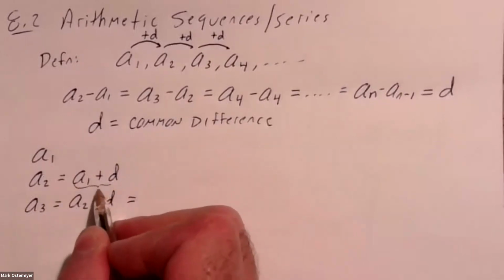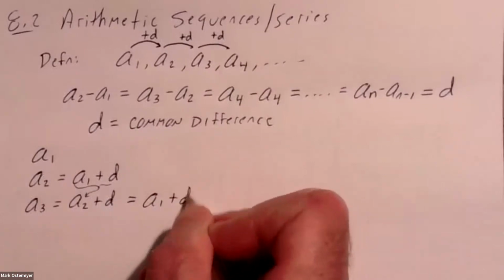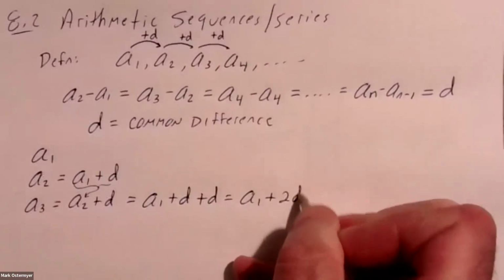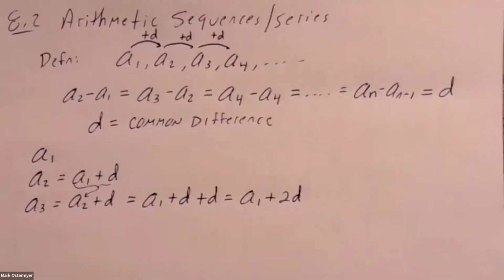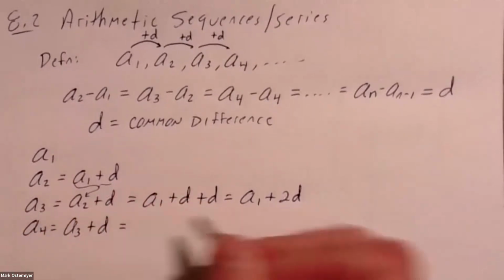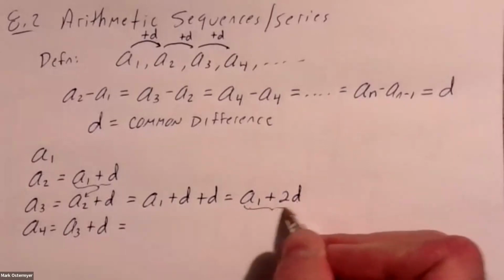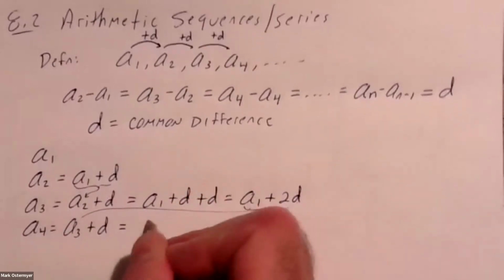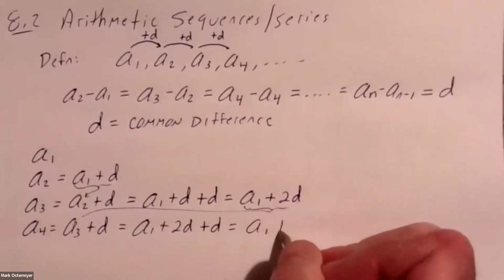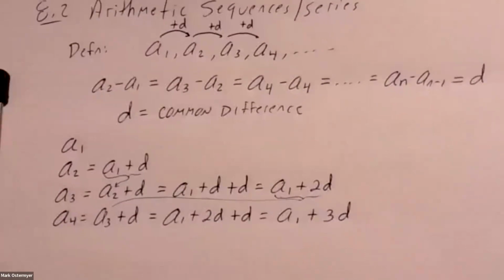So I'm going to substitute this in for the second term, in which case I'll really have the first term plus the common difference plus another common difference, which gives me my first term plus 2 times our common difference. Our fourth term is found by taking the third term and adding the common difference, but another name for the third term now is the first term plus 2 times the common difference. So this can be substituted in for the third term, in which case the fourth term is really going to be the first term plus 3 times your common difference.